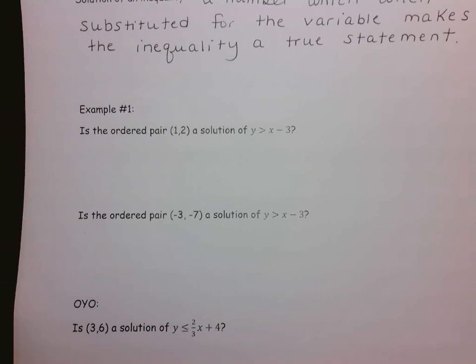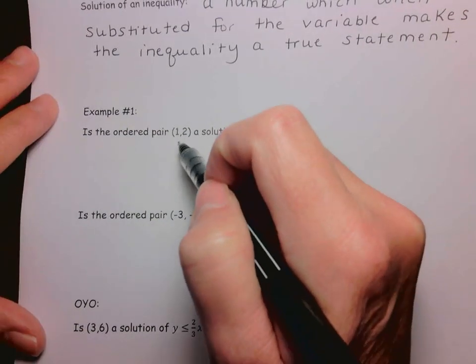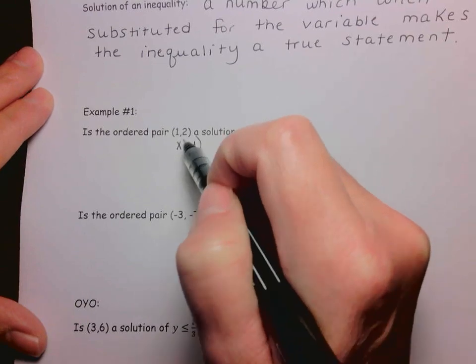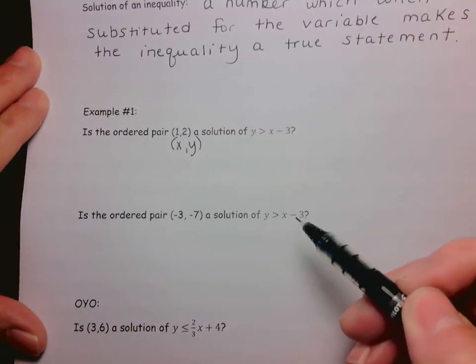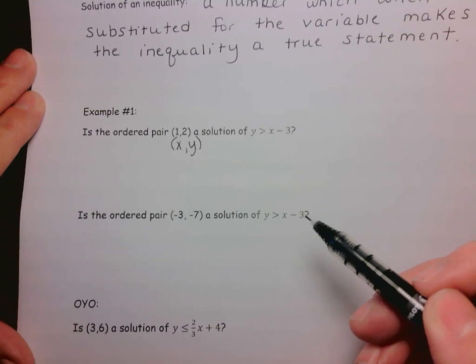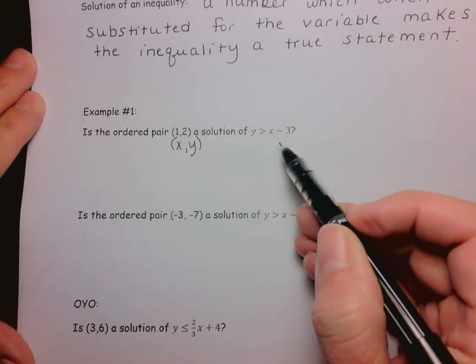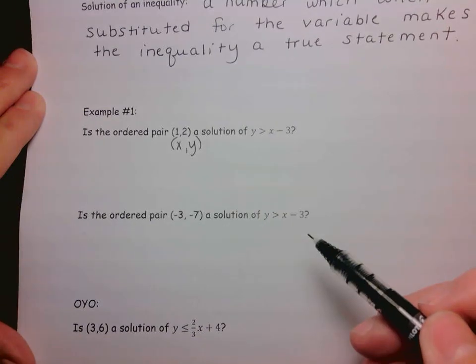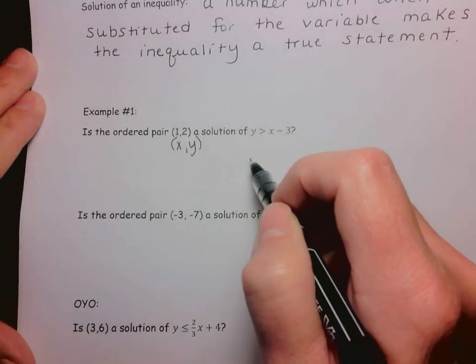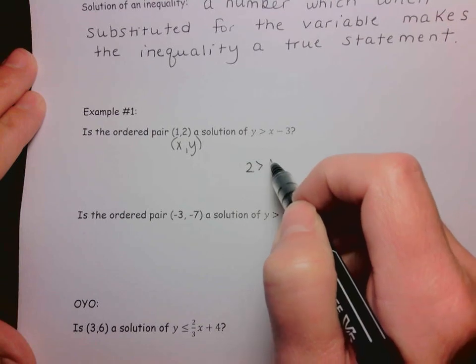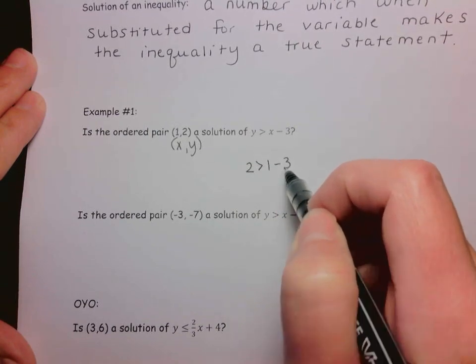Example number 1, is the ordered pair (1, 2) a solution of this inequality? So how do we determine if this ordered pair is a solution of this inequality? Well, remember, an ordered pair is an xy coordinate. So all we need to do is substitute the xy coordinate (1, 2) into the inequality and determine, is the inequality a true statement? So when y is 2 and x is 1, is this inequality a true statement?